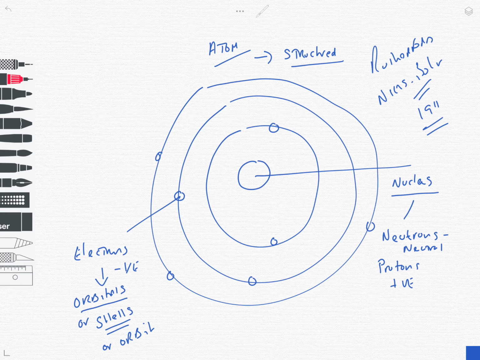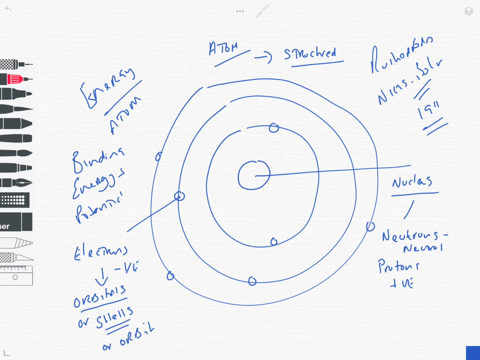Now, we have to start thinking of energy within the atom, and we are going to have a look at the concept of binding energy and potential energy. Okay, but just to recap, the atom is made up of a central nucleus.